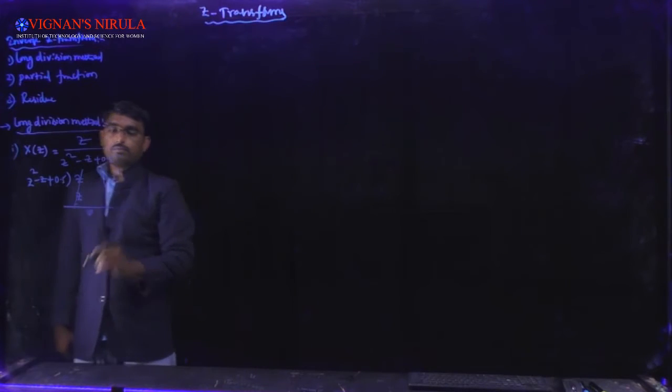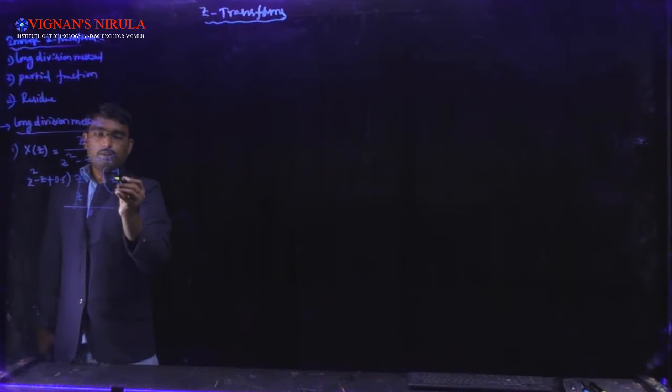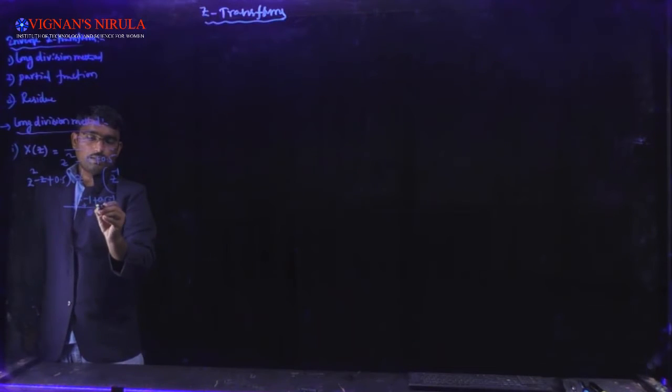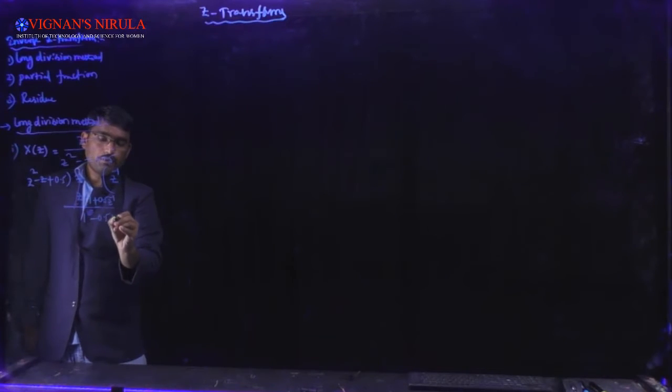So z inverse into z square becomes z, and z inverse into minus z becomes 1, and it will be 0.5 into z inverse. We need to multiply this z inverse with the total part. This will be cancelled, changing signs. Now it will be 1 minus 0.5 into z inverse.